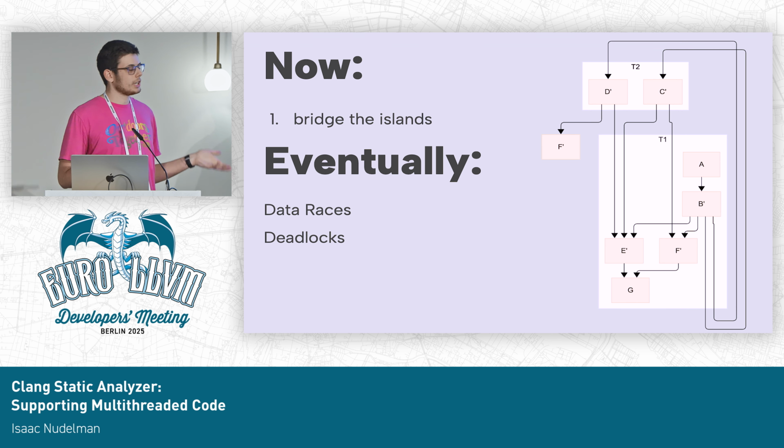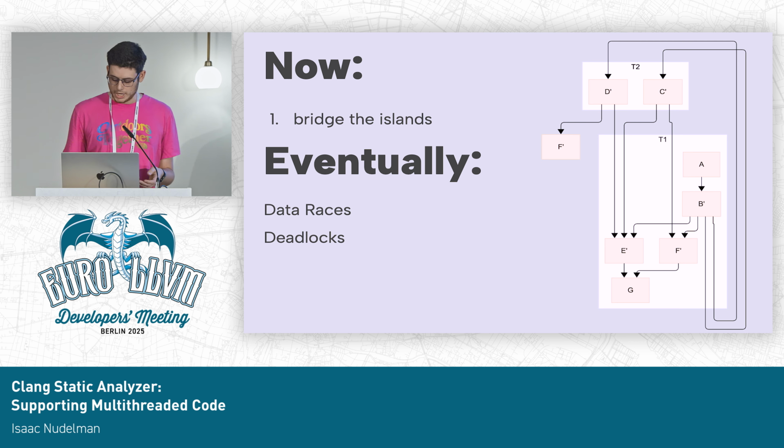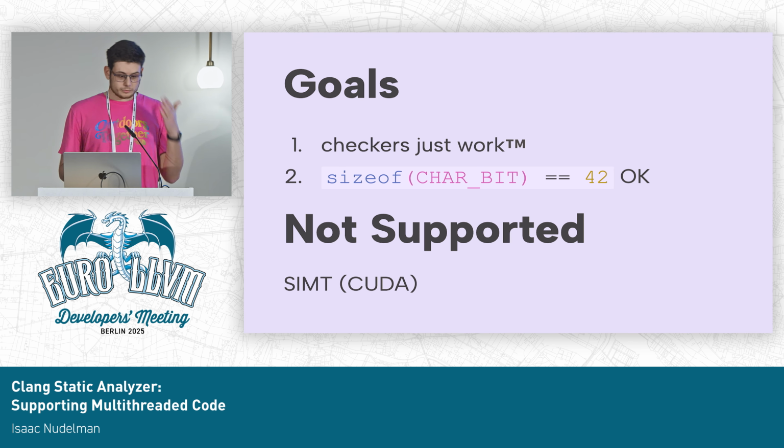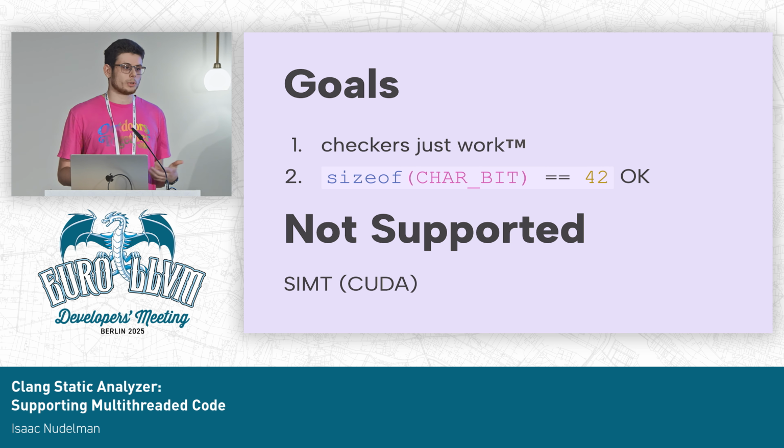So today we're just focusing on that initial step of modeling thread creation, combining that parent-child state. In the future, we can model thread joins and potentially thread interleaving. For this, we have some goals we want to keep in mind. First of all, we want existing checkers to just work. We don't want to break a bunch of things or make it incompatible. And secondly, we also want this to be portable. So if you have a machine that has a 42-bit character, that should be fine. Or if you don't have shared memory or whatever it looks like, it should also work.